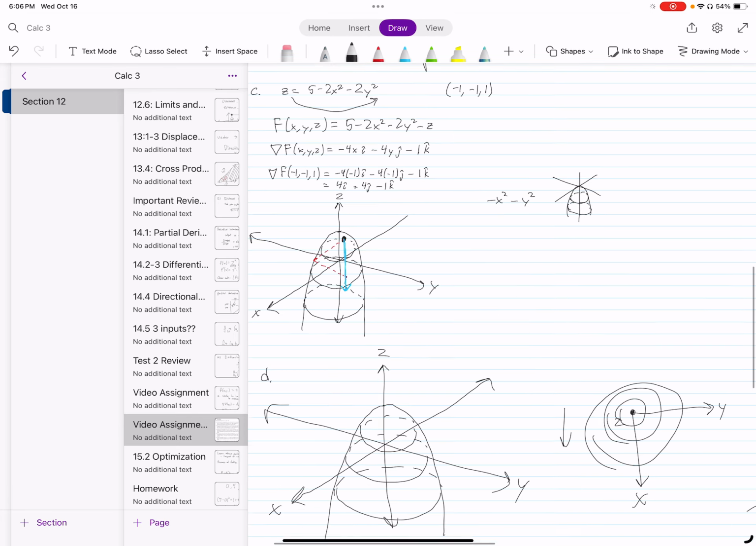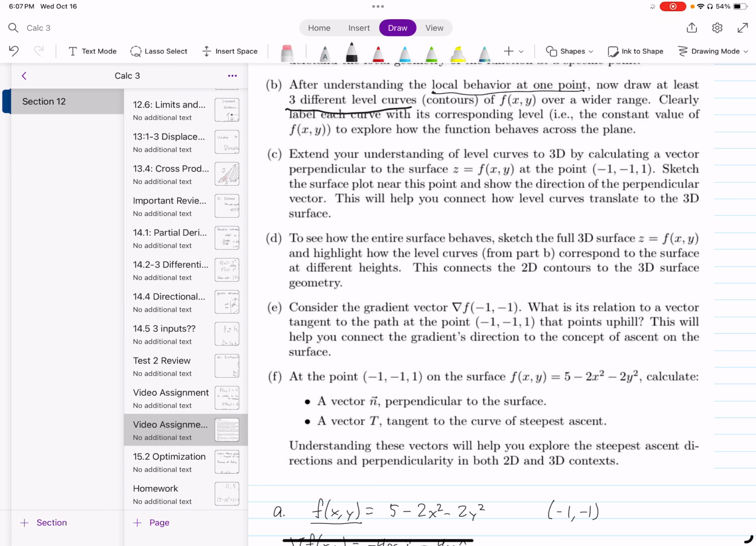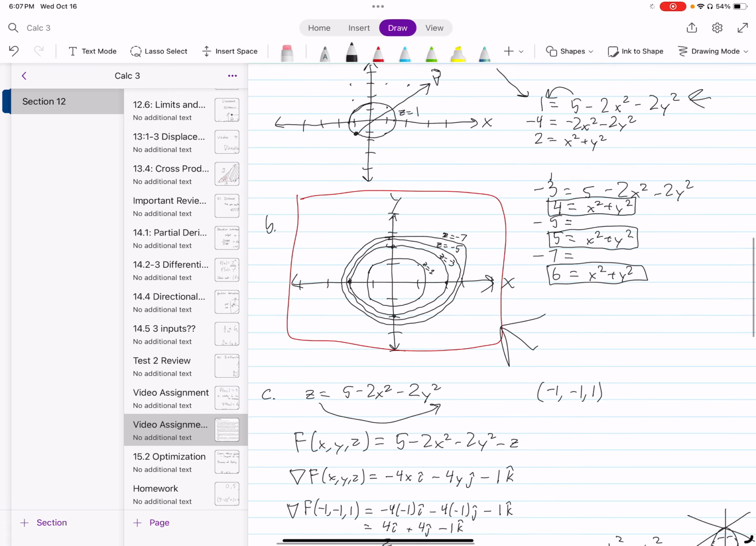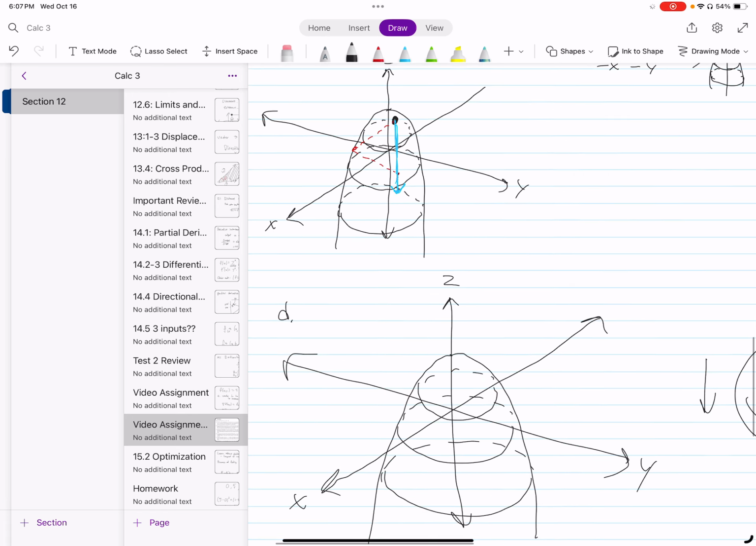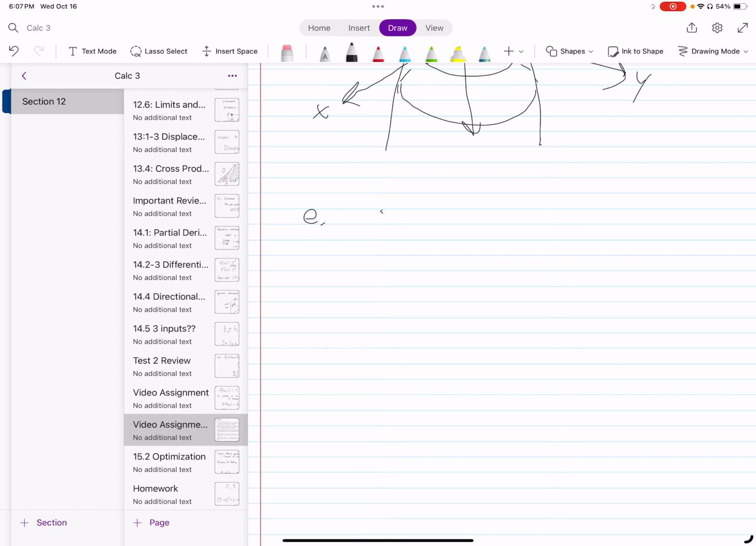Now, part E wants us to consider the gradient vector at -1, -1, and say its relationship to the tangent path at the point -1, -1, 1. That point's uphill. Okay. So it wants us to connect the relationship between the 2D perpendicular vector and the 3D tangent vector.